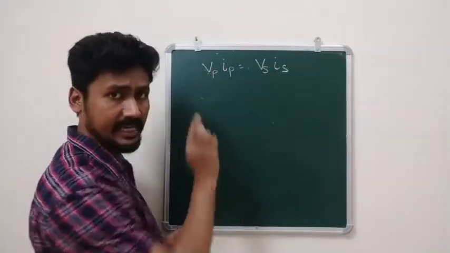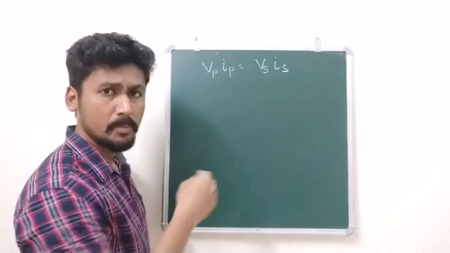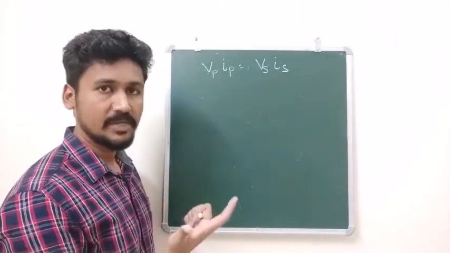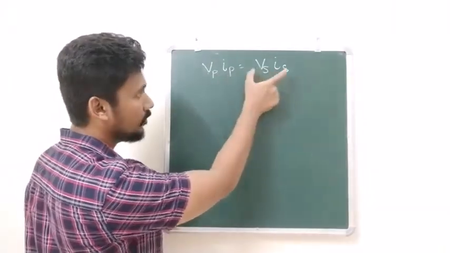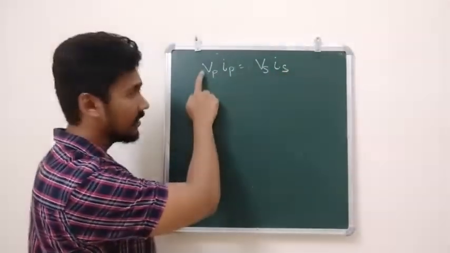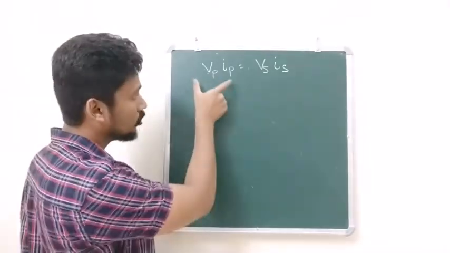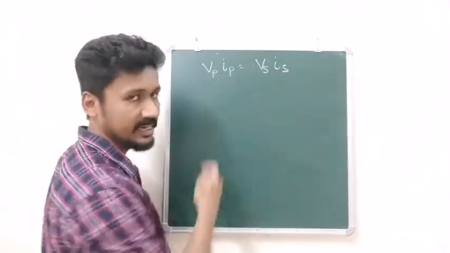Now, how are we getting this? Basically, this is the formula for power. There will be no dissipation of power. That is what we are assuming basically. So, power in the primary is equal to power in the secondary. Power, of course, is voltage into current. So, we assume power in primary equals power in secondary.